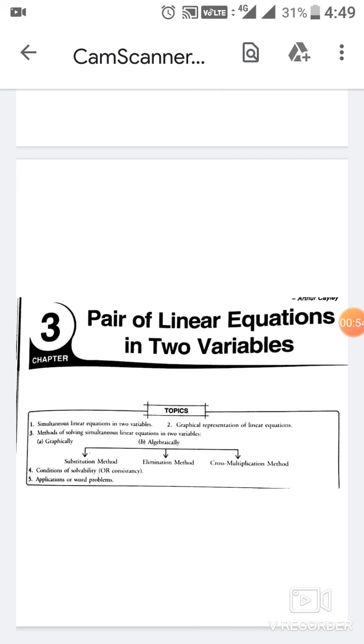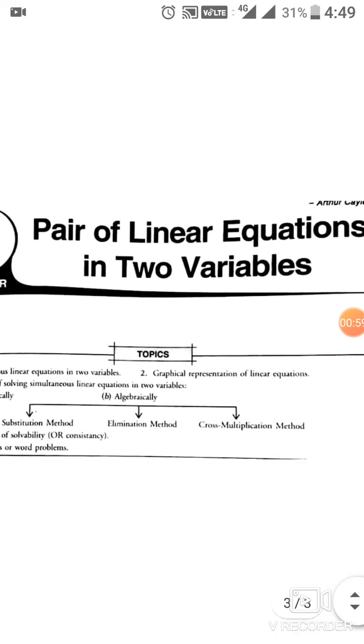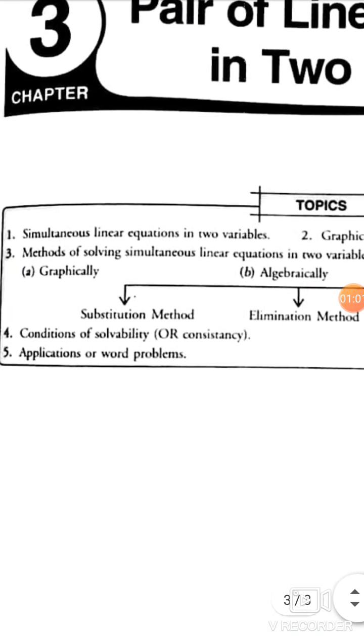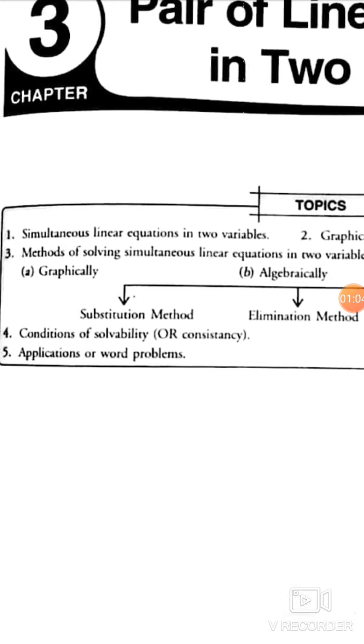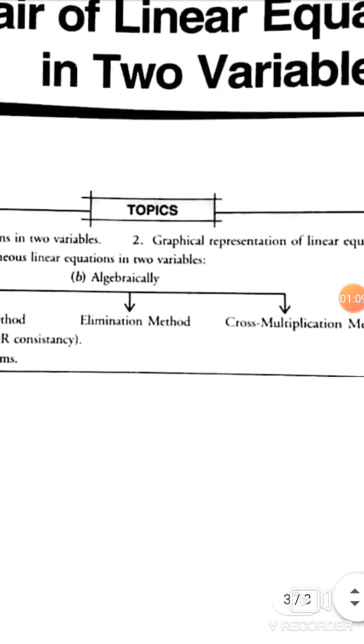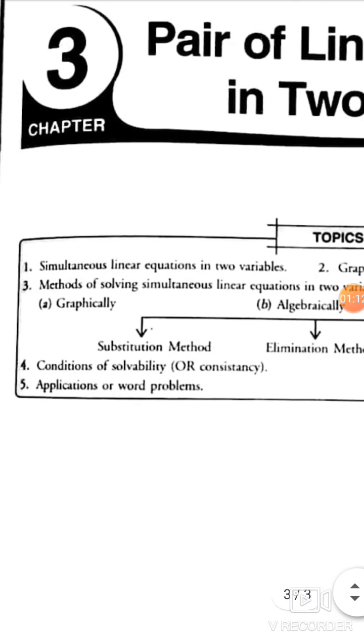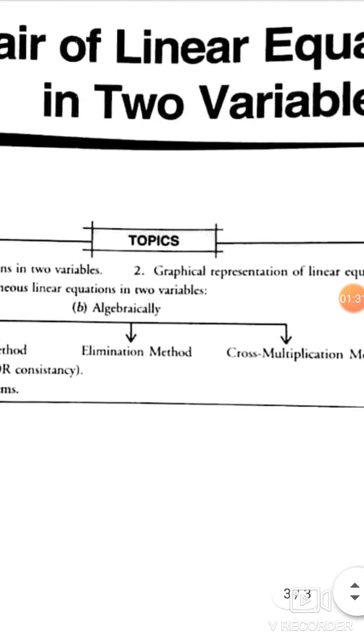Now the different topics which we are covering in this lesson are as follows: simultaneous linear equations in two variables and graphical representation of the linear equations. For solving the linear equations, there are two methods, that is graphically and algebraically. In algebraically, there are again three methods: first is substitution method, second is elimination method, and third is cross multiplication method.